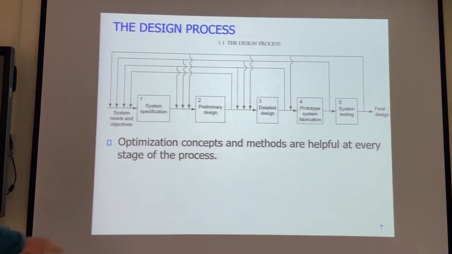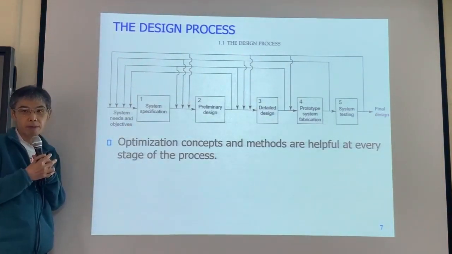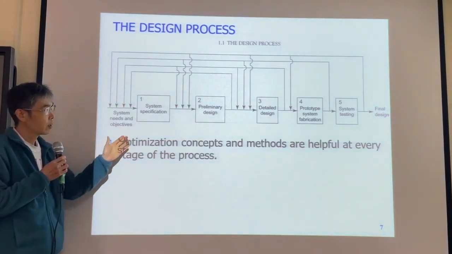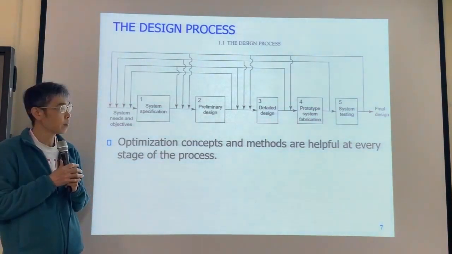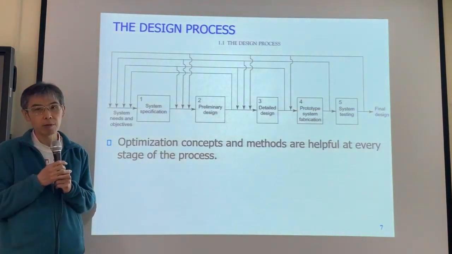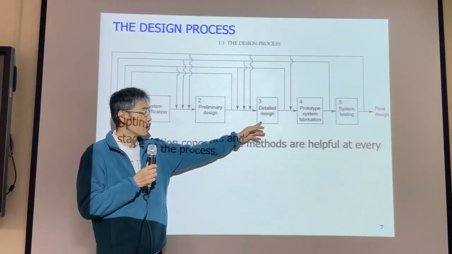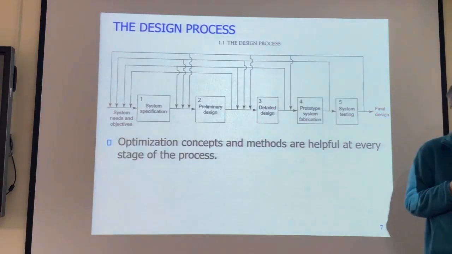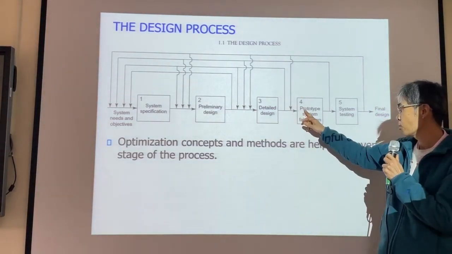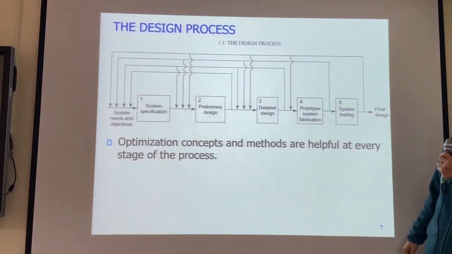Like, we have spec first. So your boss can give you the specification of the problem. Then we can do some initial study to come up with some initial designs. After that, if you think this design is good, then we can do detailed design to have your result, your product. Then you need to fabricate your prototype and test your prototype. Then this is to reach your final design.